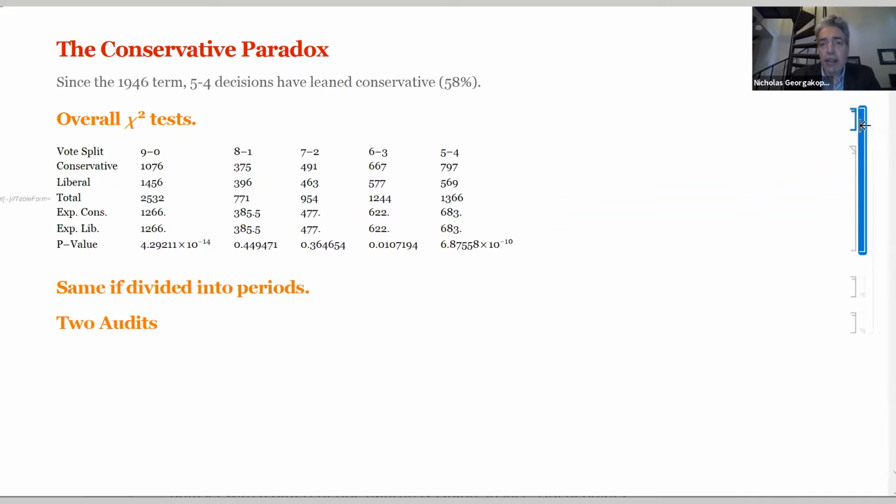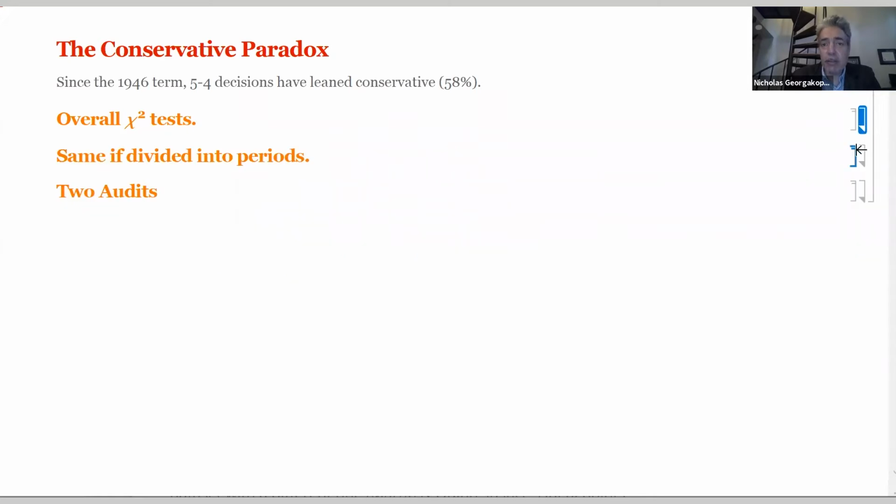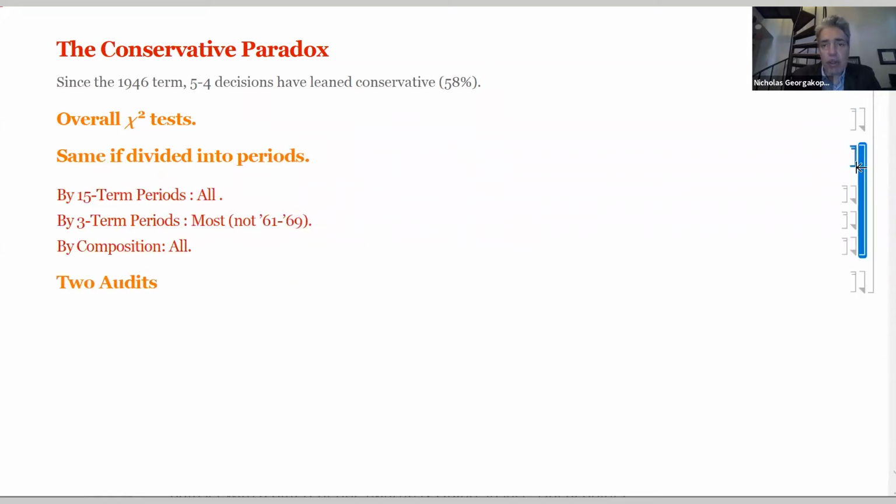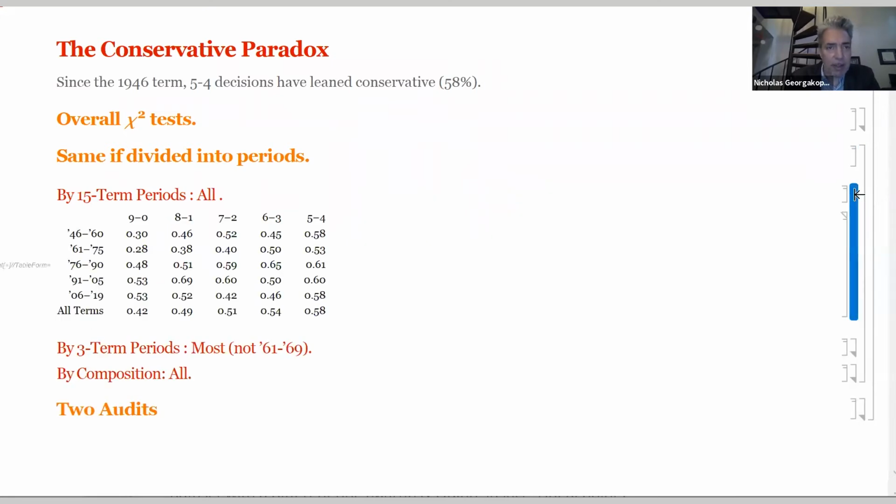Then I divide time into periods. This is essentially because 3-term periods are too short. They have a lot of noise. So we see that when I group the decisions in 3 terms, they fluctuate a little bit. And from 1961 to 69, they actually lean liberal. But if I group them by 15-term periods, they're all leaning conservative. The percentage of conservative decisions is always more than 50%.